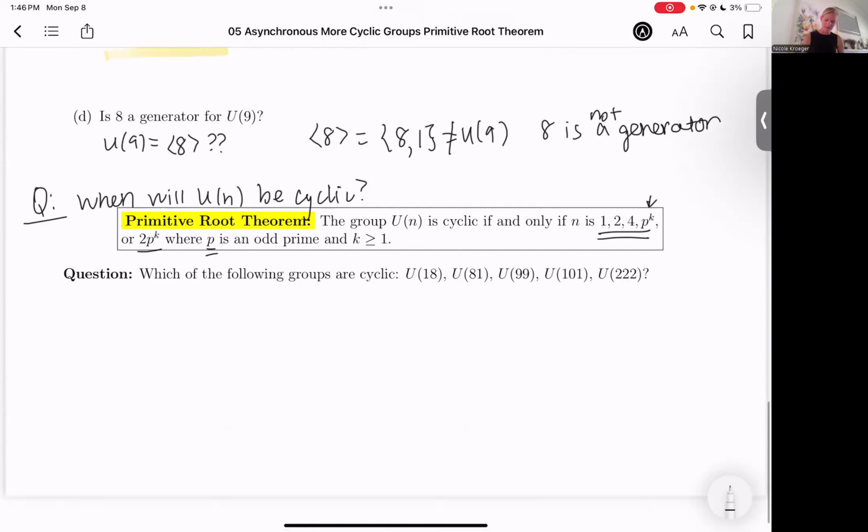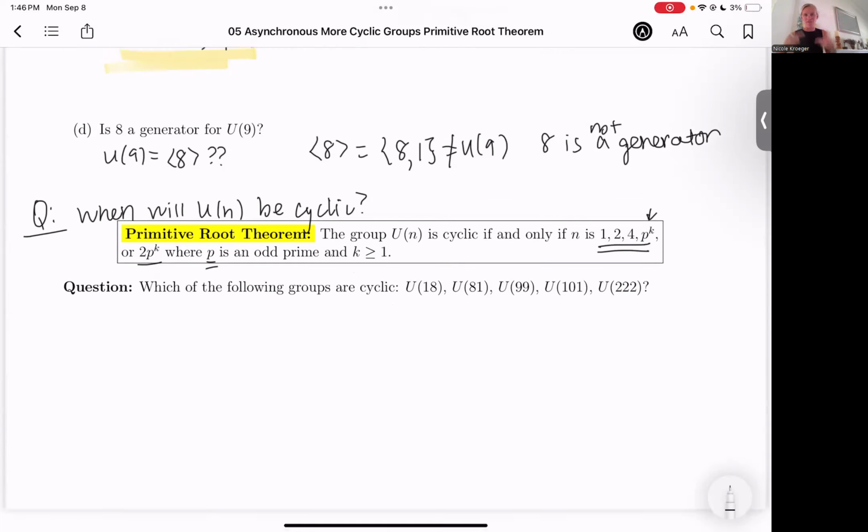So really what I have to do is factor these numbers and see what kind of form they have. If I look at U18, 18 is 2 times 9, which is 2 times 3 squared. I want the prime factorization. I notice that this is 2 times a prime number to a power. So that's of this form, and that's good. This is a cyclic group. We don't know what the generators are, and that's okay. We don't really need to know right now.